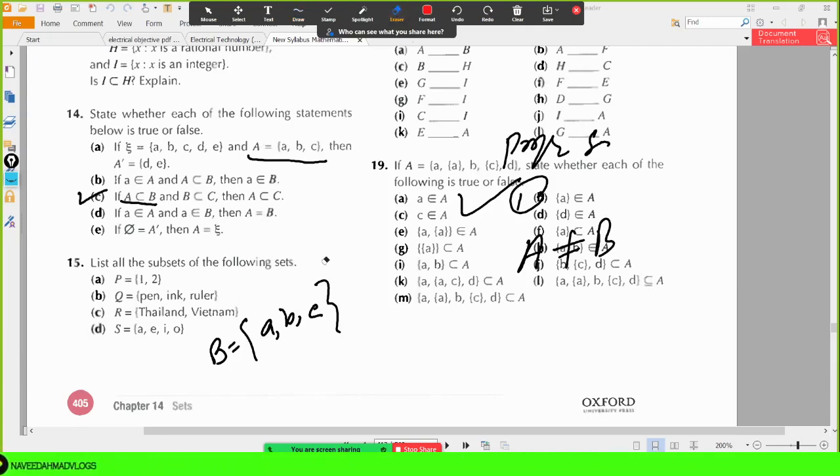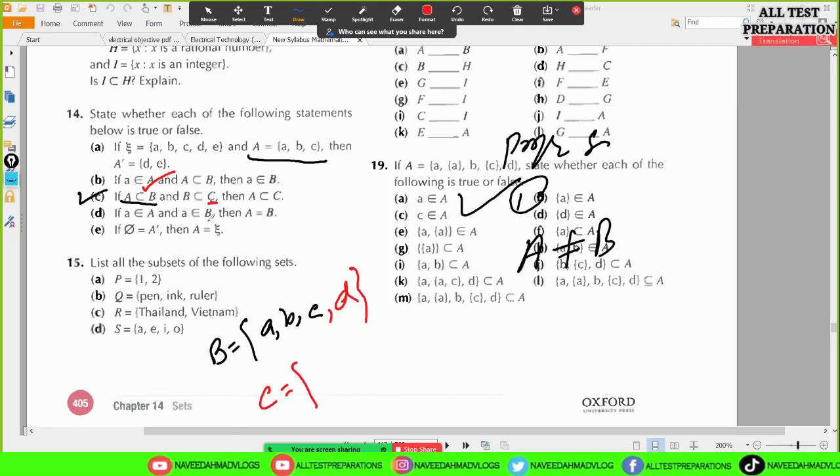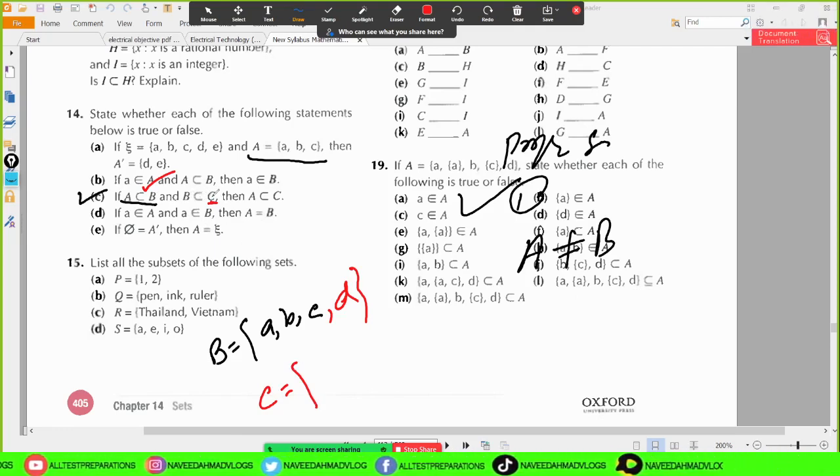So for making this proper subset, I will add another alphabet from universal set, that is D. Okay. So this is my set B. Okay, and yes, A is the proper subset of B. ये condition satisfy हो गया. Now I am going to make C set. C set saying that B is the proper subset of C.